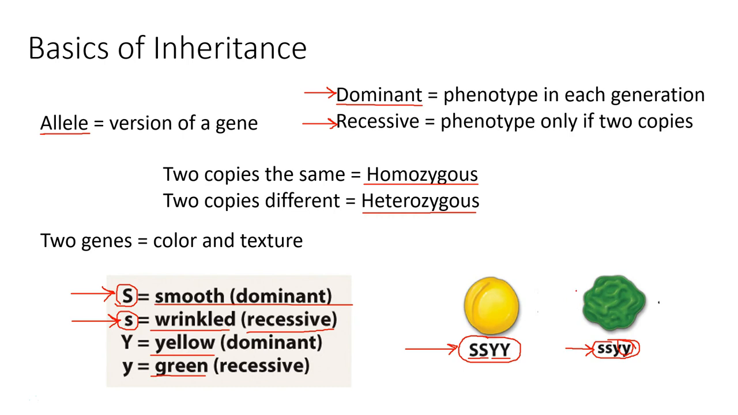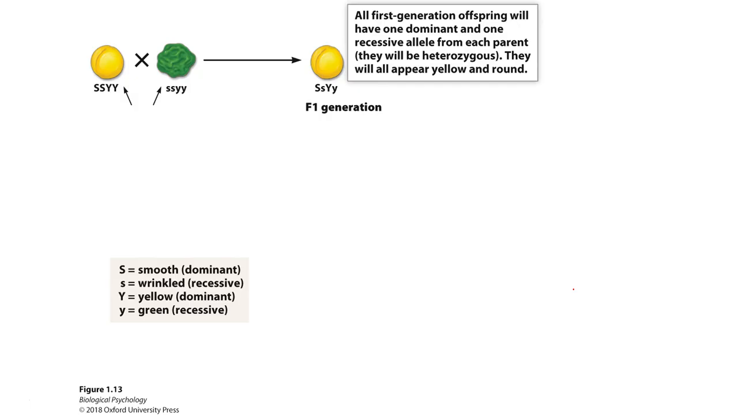Okay, now that you have the basics of the terminology, let's apply it to what Mendel actually did. So here's what he did. He took smooth yellow plants and mated them with green wrinkle plants. And what he found in the offspring of these pea plants, which is known as the F1 generation, because they're first generation offspring, is that all of them were yellow and smooth.